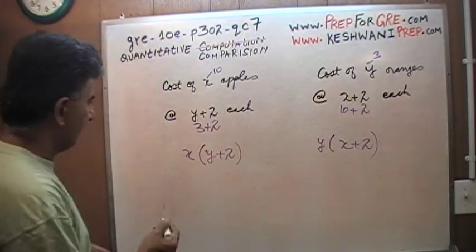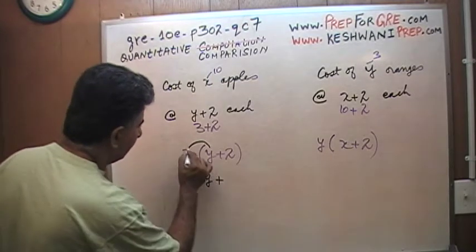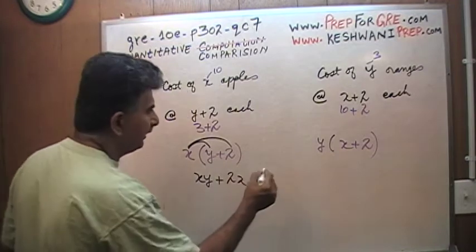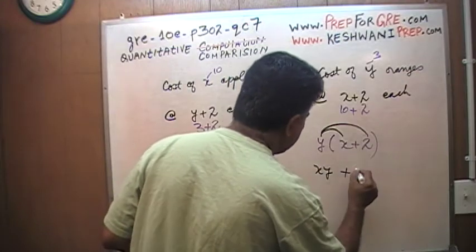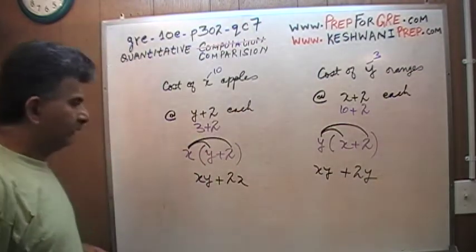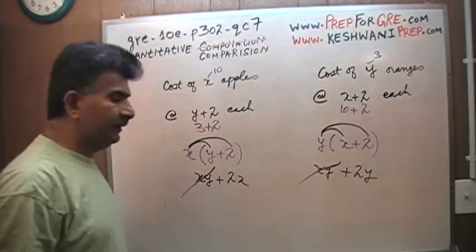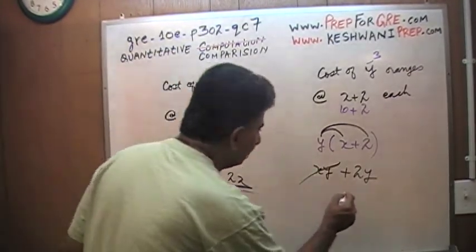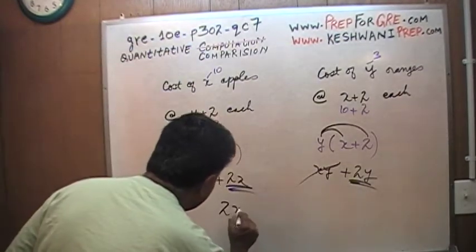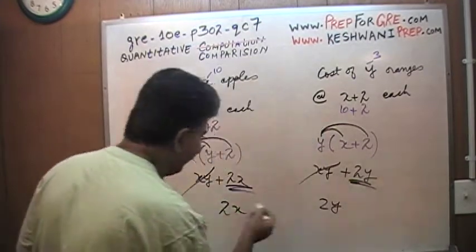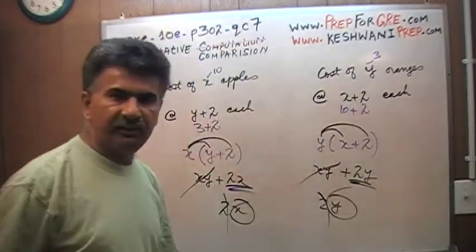And I'm going to show you here why. If you open the parentheses here, you get x times y plus 2x. Similarly here, if you open the parentheses, you get x times y plus 2y. Since x times y appears in both columns, that plays no role. So basically you're asking me to compare 2x versus 2y. And since 2 appears in both columns, if I divide both columns by 2, the 2 will drop out. So basically you want me to compare x versus y. Which one is bigger, x or y?